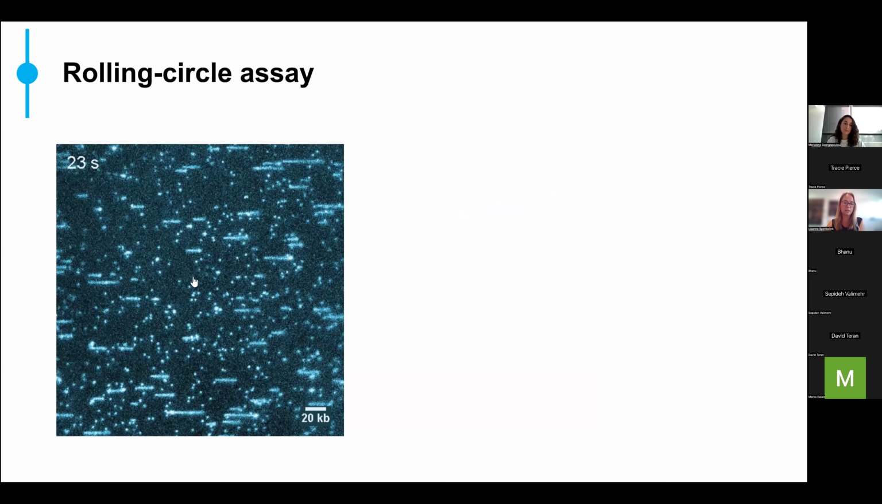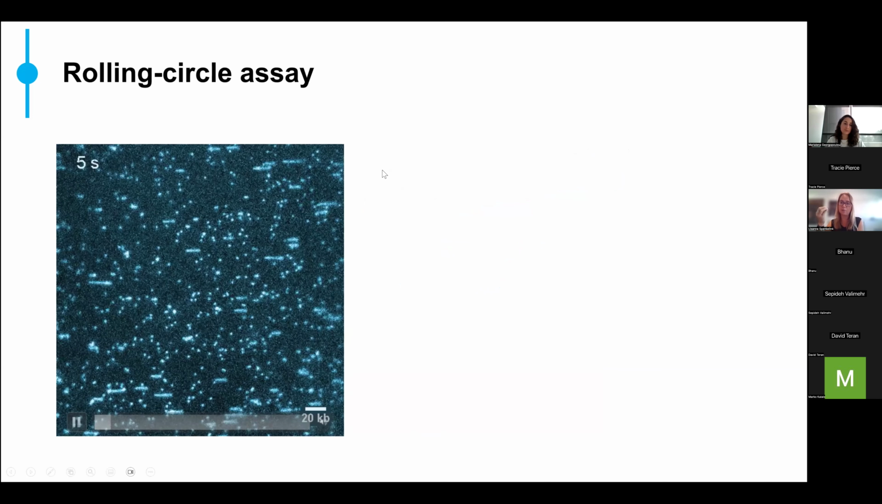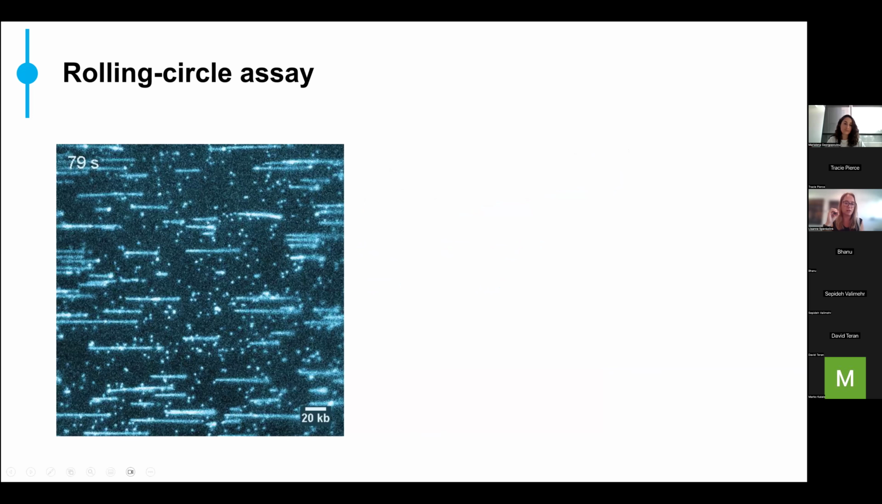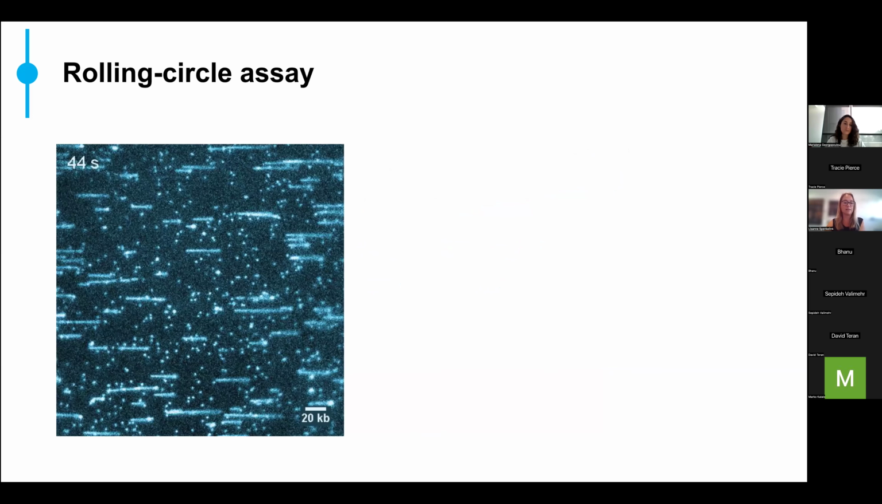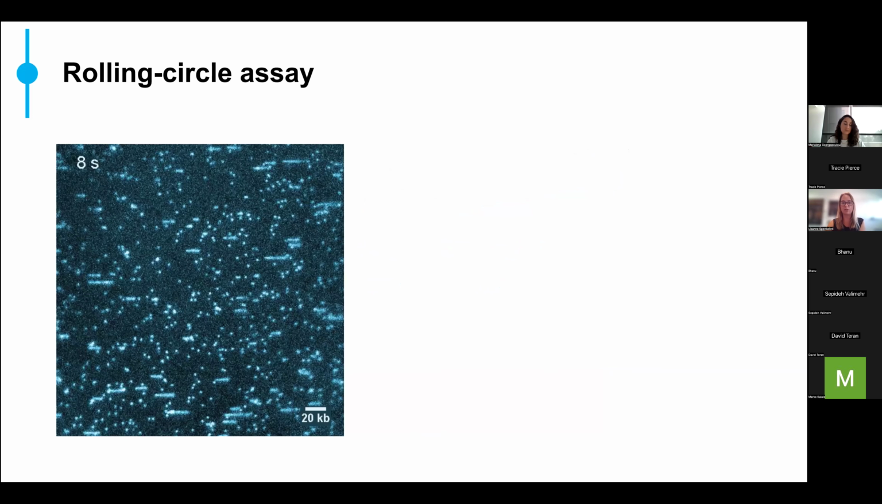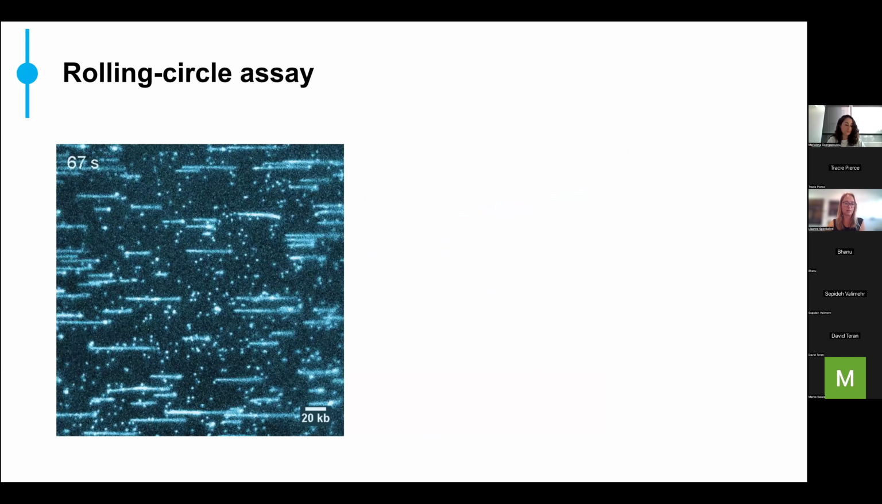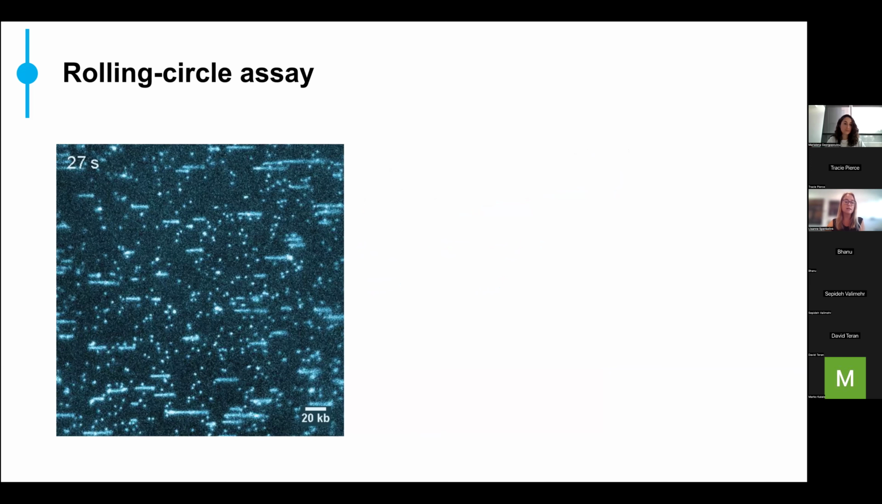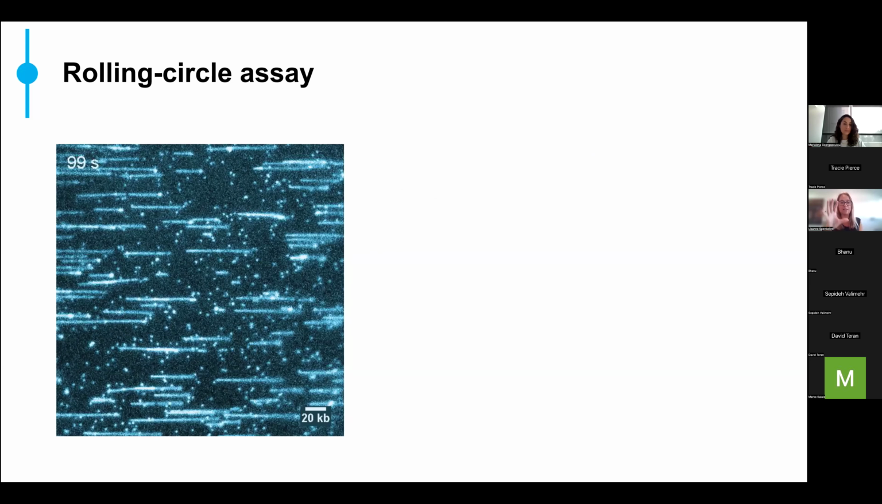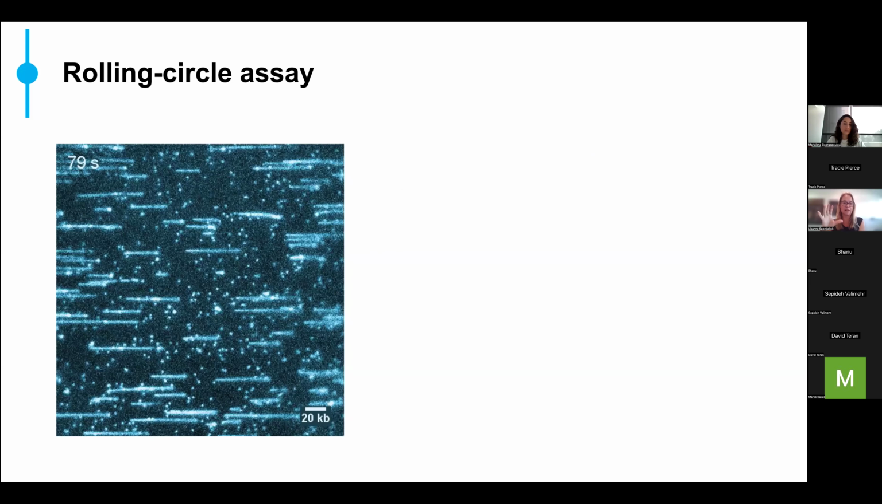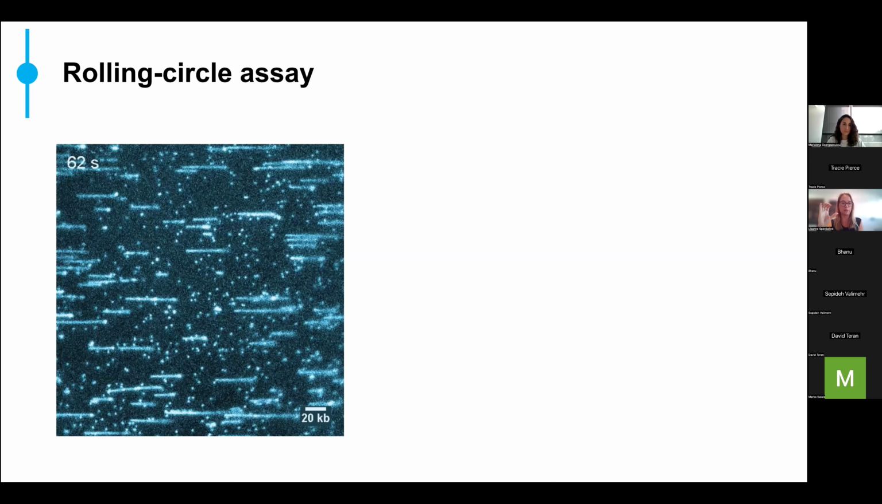So in the background, you see all these dots. Those are the starting templates that we start off with. So these tiny circles. And then all these lines that you see growing are individual DNA molecules that are undergoing replication and that we can track as a function of time. So even just by looking at this video right here, we can already see again the power of doing single molecule assays.